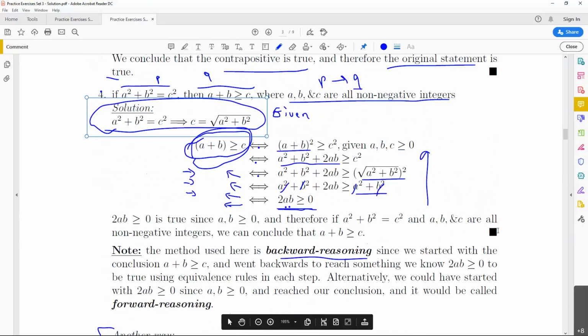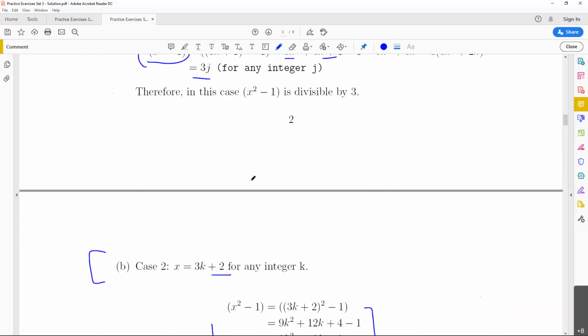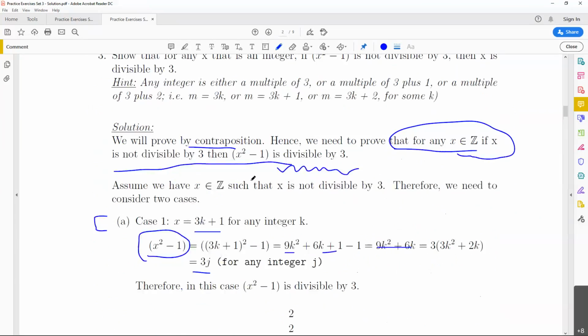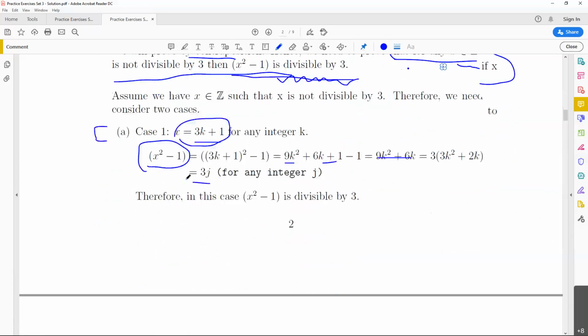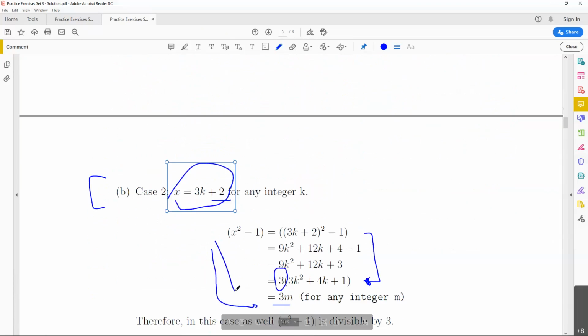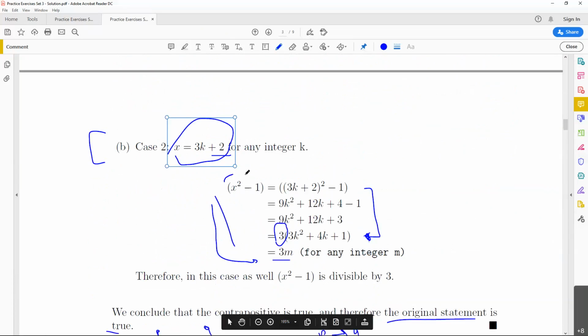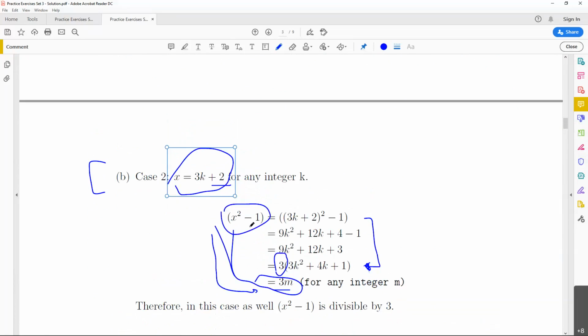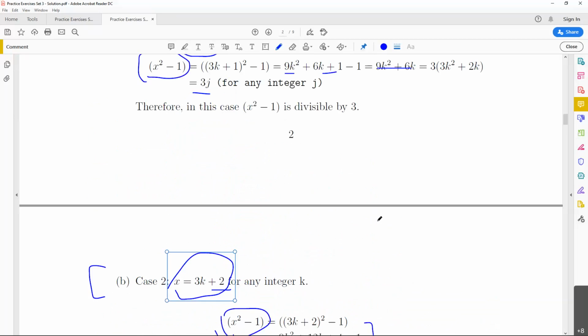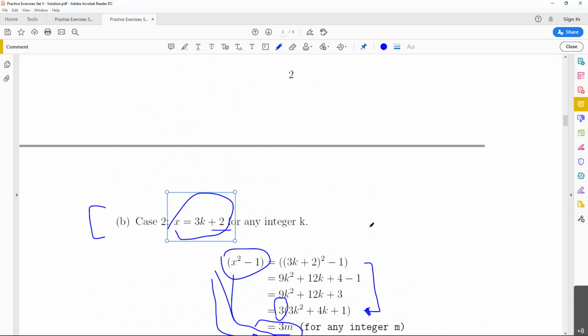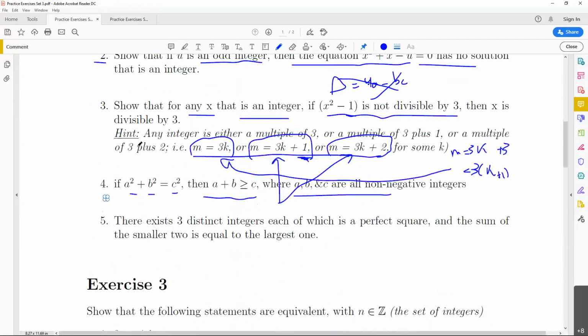Okay, so Sammy, you're asking about number 3 and backward reasoning. We didn't use backward reasoning for part 3, we just used cases. So we used contraposition with cases. If x is not divisible by 3, then this thing is going to be divisible by 3. Since x is not divisible by 3, x is either going to be this or this, and we just expand. This is an equal sign. We're just expanding to get that this thing is a multiple of 3. There's no backward reasoning here. You're asking if it works. If you solved it with backward reasoning, then sure, if it makes sense, why not? Some of these problems are solvable in more than one way.